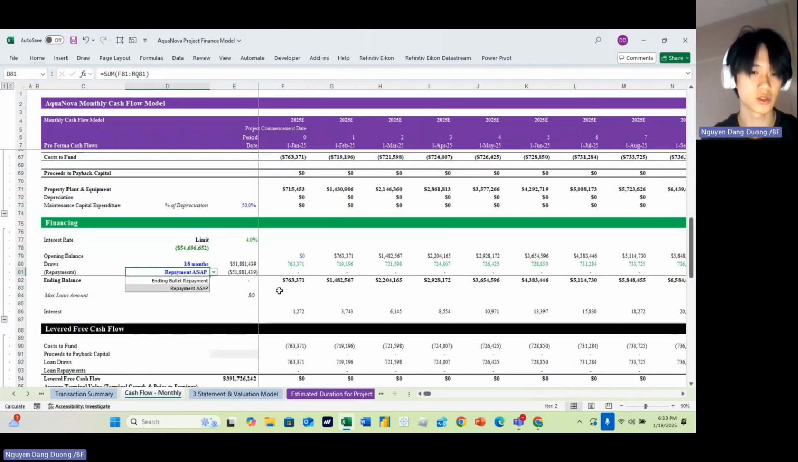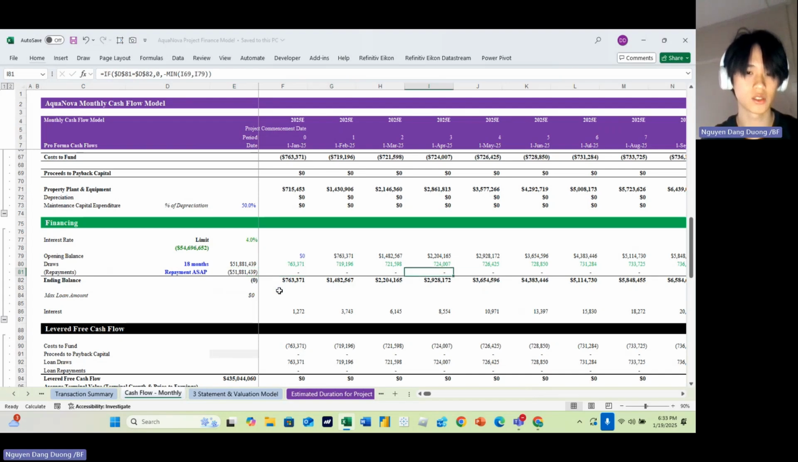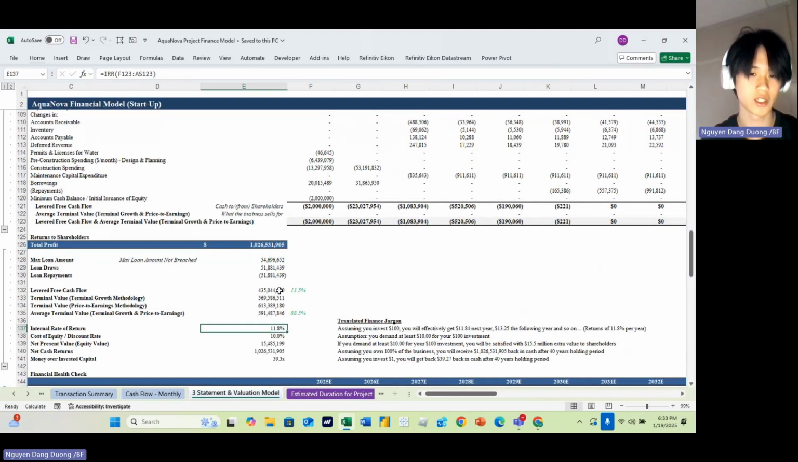We also can change this to a repayment as soon as possible. So the returns will actually go down to 11.8%, and we want to keep it that way because it's conservative, but it hinders investor returns. But at the same time, we can always assume that that will be paid back at the very, very end.